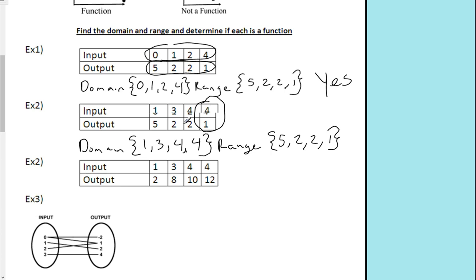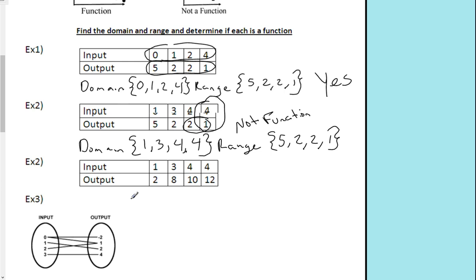Right here tells me that it's not a function. I put a 4 in, I got a 2 out. Then I put the same number in, I should get a 2 out, and I don't. I get a 1 out. Because I put a 4 in and got a 2 out, then I put a 4 in and got a 1 out, this machine is no longer functioning correctly. It's not a function. Because every time I put a 4 in, I should get a 2 out based on this table. Not a function. Two different outputs for the same input can't happen.